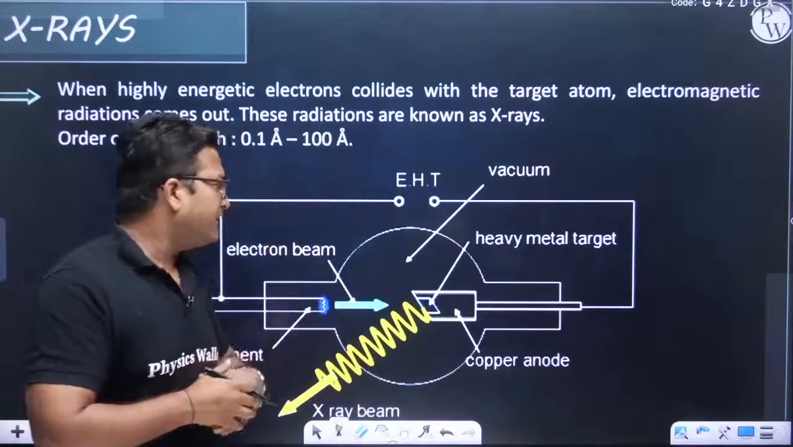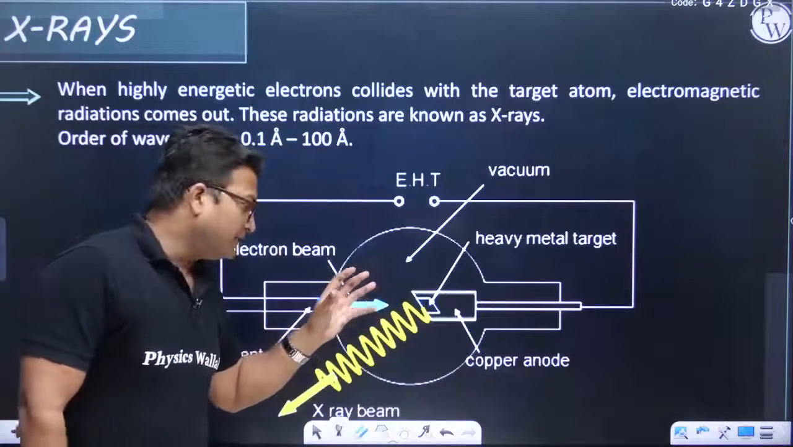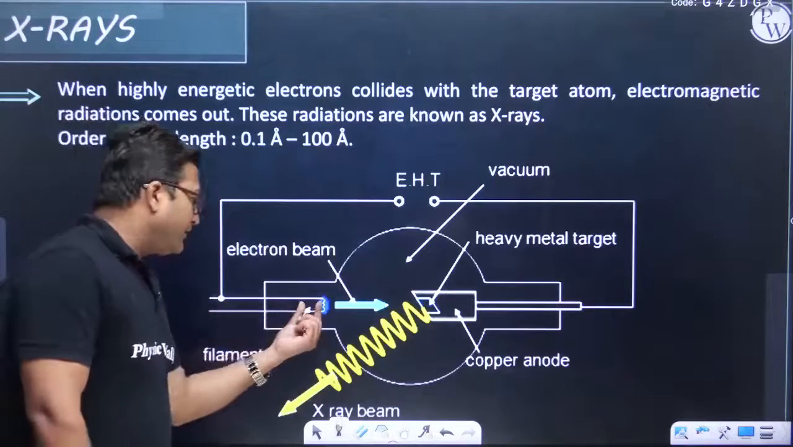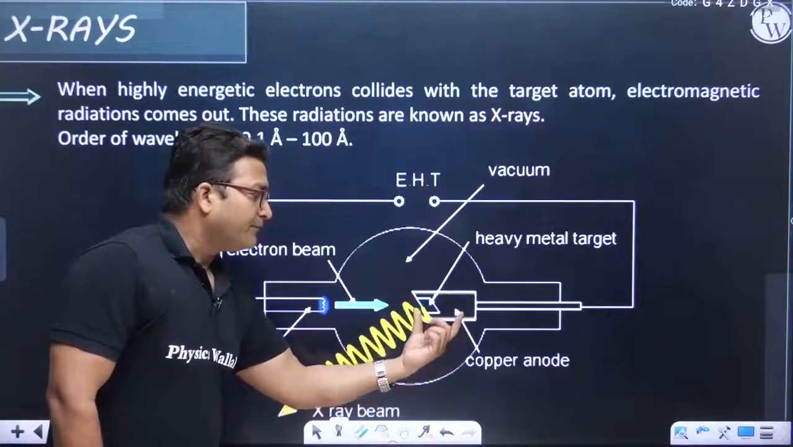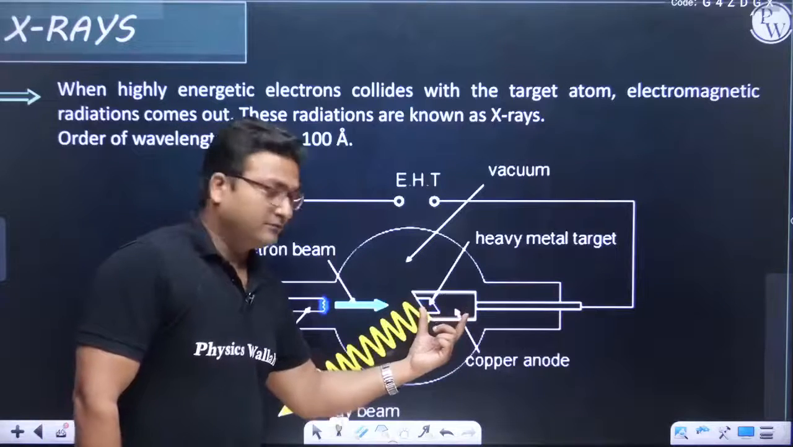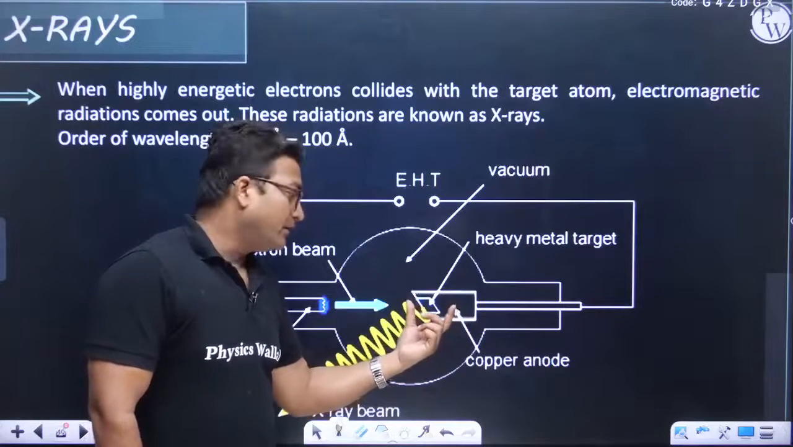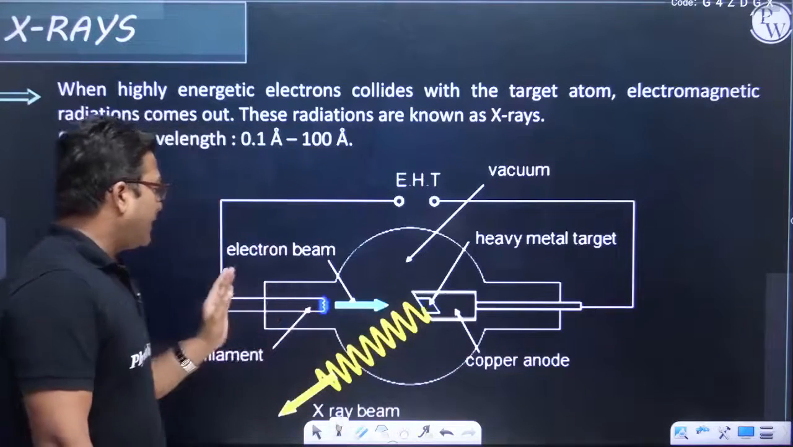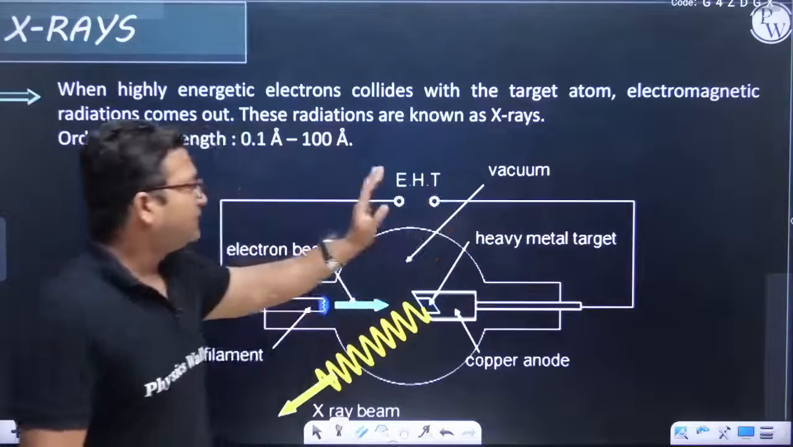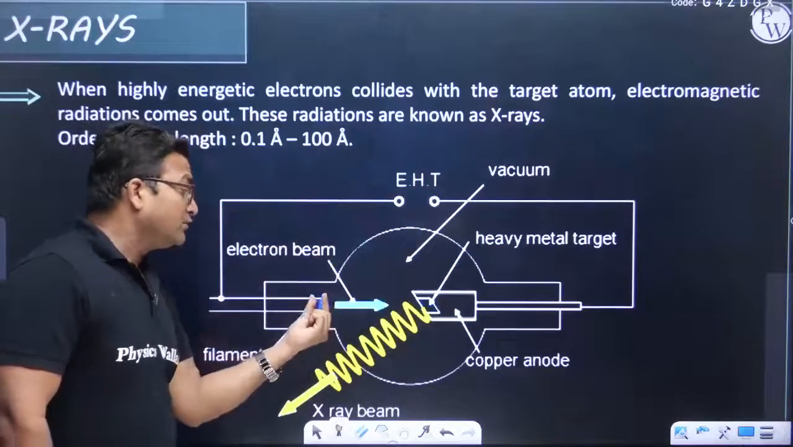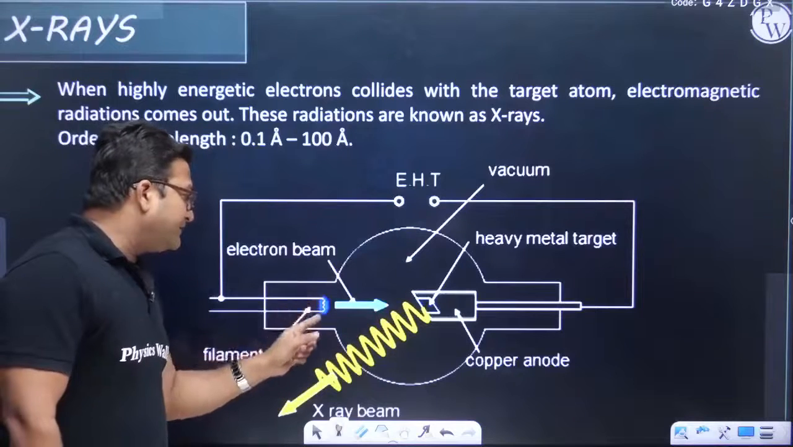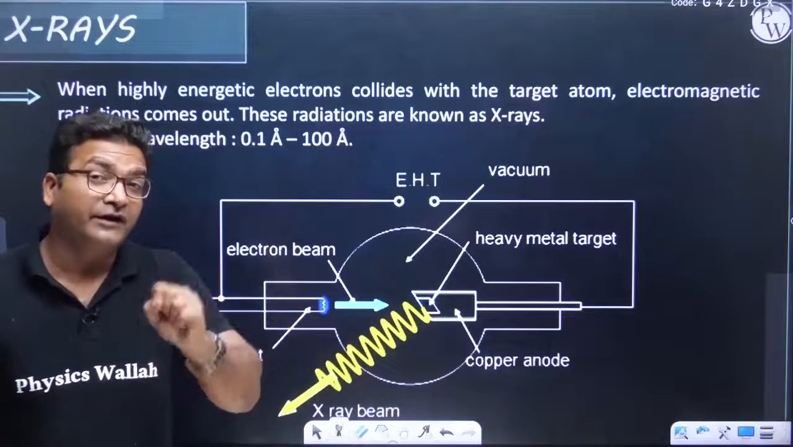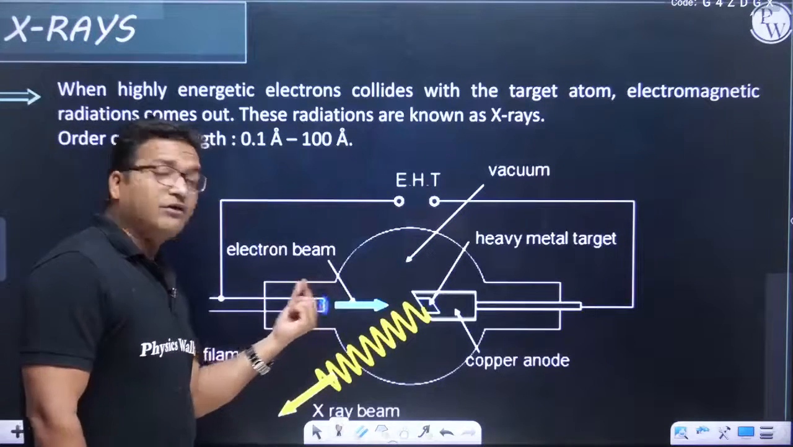So let us understand the experimental setup, how to create X-rays. Here we again have two electrodes. Here we have a filament, and here we have a copper anode or the target metal. Remember, this should be a very heavy metal, so we have copper here. These two electrodes are at a potential difference, and this potential difference gives energy to electrons. When we heat this filament, the electrons are emitted, and this emission is of thermionic type.